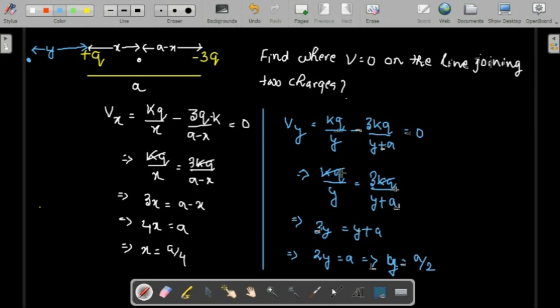So many a times we might leave halfway. We might think that this would be the answer, but no, you have to use some logic and understand that the chances are there that on the other side also the potential may be 0. So that's important.